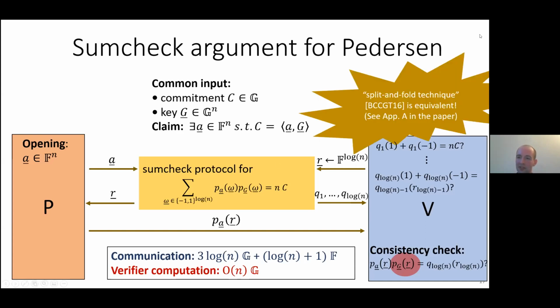Although it's a little bit different, this is actually strikingly similar to the original split and fold techniques, and there's a good explanation of this given in Appendix A of our paper. The only real difference at a high level is that some of the coefficients of the message and the key are shuffled into a slightly different order. And the split and fold techniques in the 2016 paper actually use a small optimization of the protocol, so that the communication cost is 2 log n group elements instead of 3 log n. But still, these protocols are really strikingly close, and there's a good explanation of how this works in the paper.